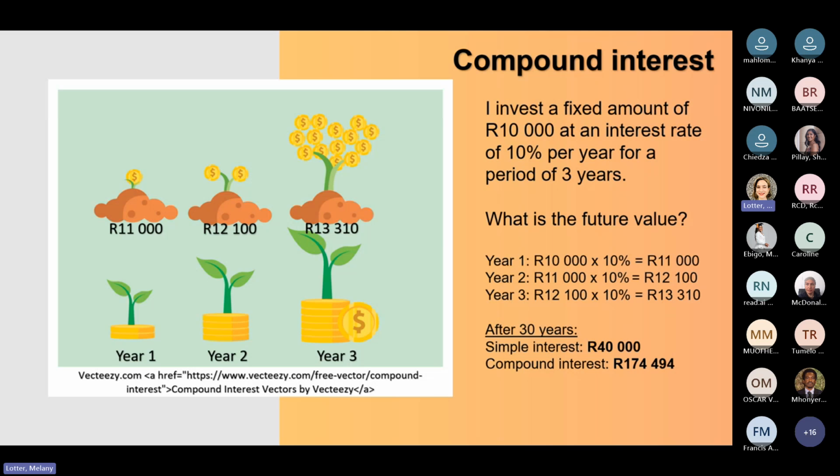Okay, so after 30 years, if you put in 10,000, nothing else, you just put in 10,000. After 30 years, your simple interest will be 40,000. Okay, but your compound interest will be 174,000. So this will be the value of your investment. So this gives you an idea of the impact of compound interest.